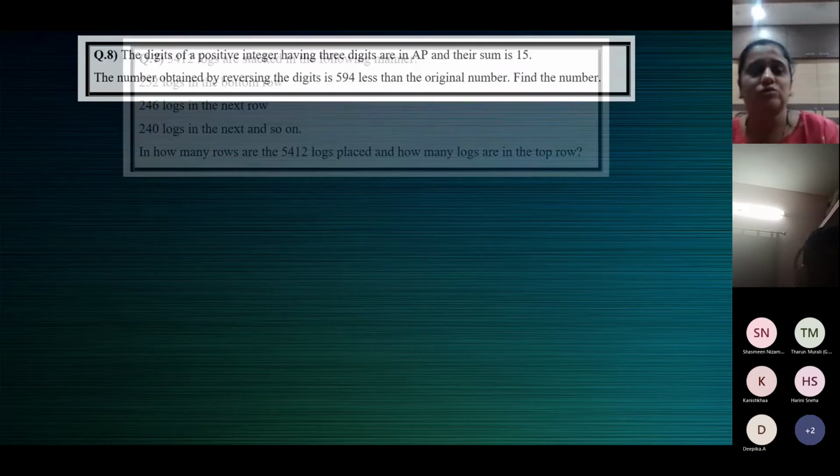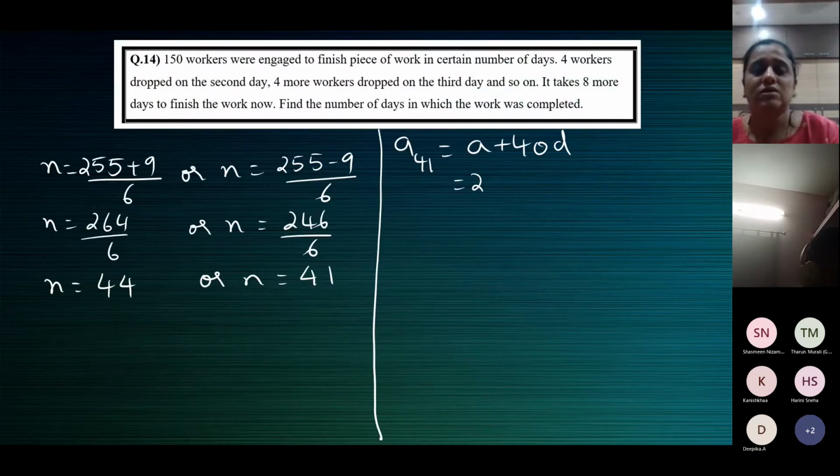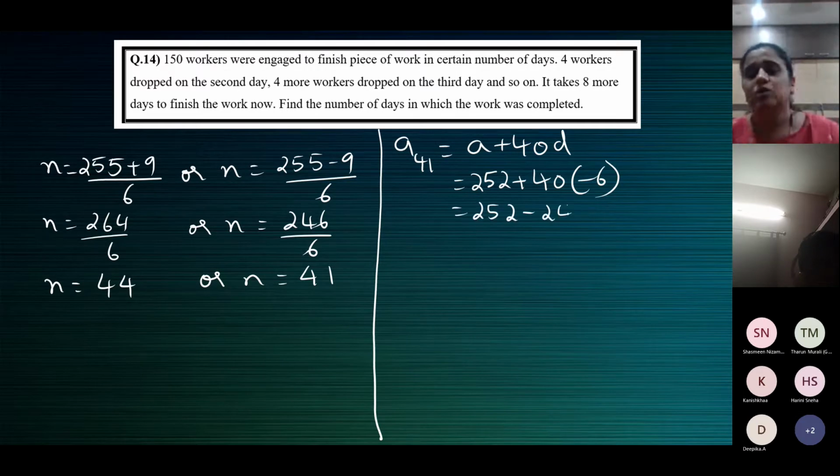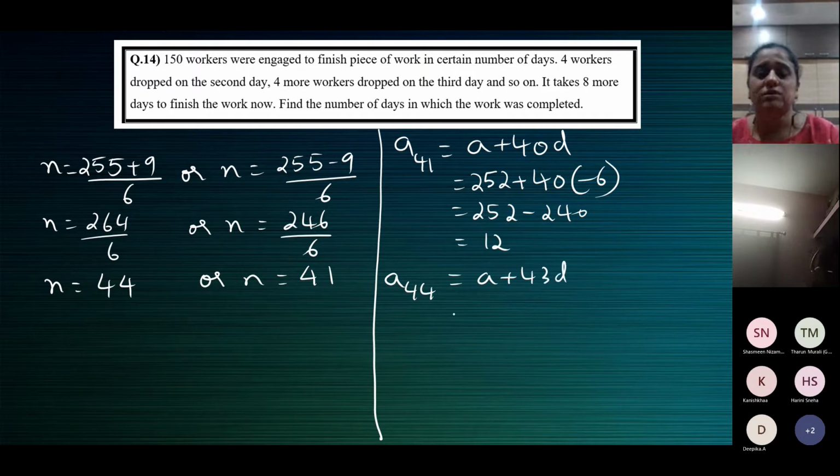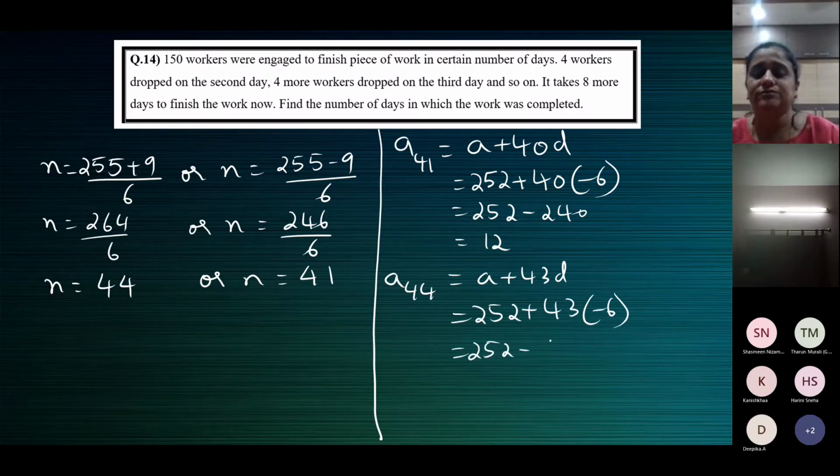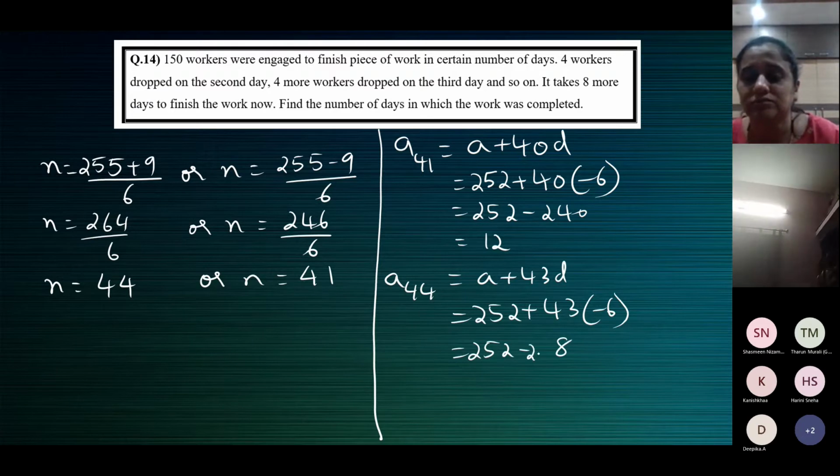252. 252 plus 40 into minus 6. So 252 minus 240, which is 12. Okay, this looks good. In the 41st row, there are 12 logs. Now let's find how many logs are there in the 44th row. a plus 43d. 252 plus 43 into minus 6. We get minus 6 logs.